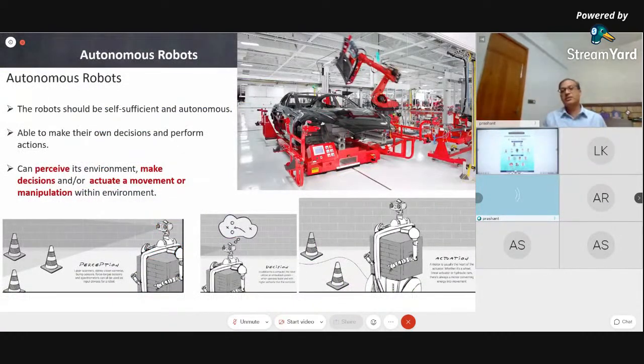So these building blocks that I was talking about, which put together in a bundle we call Industry 4.0. We'll quickly go through these building blocks to see how we understand them. So the first one is autonomous robots.